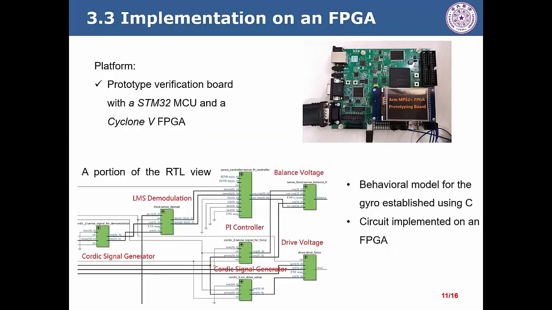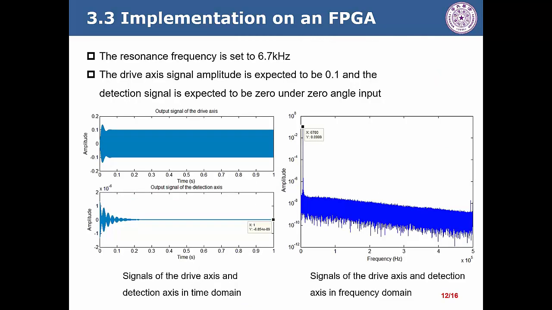Now let's see some information about the implementation on an FPGA. This experiment was carried out on a prototype verification board with an MCU and FPGA. The gyro was modeled using a programming language in the MCU, and the circuit is implemented on the FPGA. The bottom left is a picture of the RTL (register transfer level) view, and the results are presented here. The two pictures show the signals of the drive axis and the detection axis in time domain and frequency domain. From the pictures, we can see the signal from the drive axis has become stable after some time, and it is typically a standard sine wave. And the signal from the detection axis after some time is near zero.